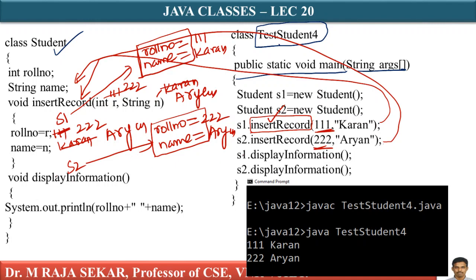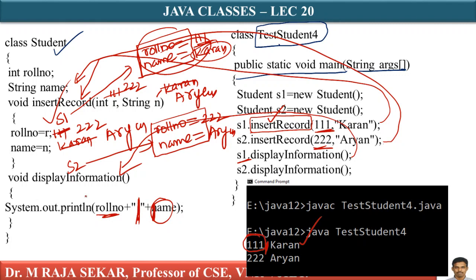Now what am I doing? S1 dot object dot method, S1 dot display information. Here I will go. System dot out dot println S1. I am referring to S1, which means the first object. What is the roll number in the S1 referred object? 311. Just see, this is 311. I am appending a space, and then appending name. What is the name here? Current. Again, control will go back after executing this one.